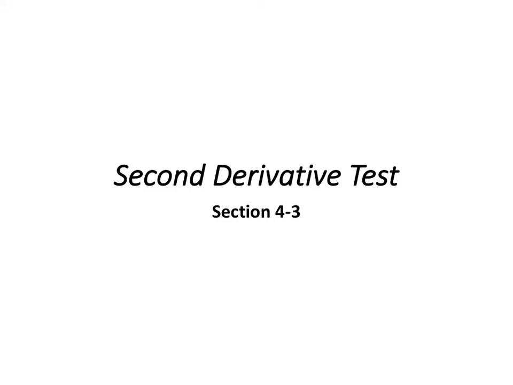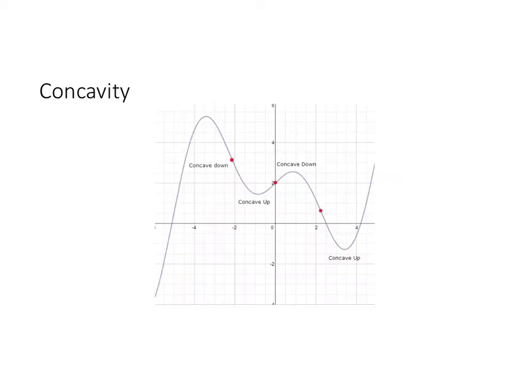This is section 4-3, the second derivative test. So let's start by talking about concavity, okay? If you think back to when we talked about parabolas, we said that when we were graphing them, they'd either be concave up or concave down, all right?